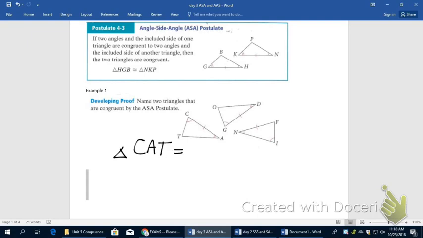is congruent to triangle. Now you've got to make sure your pieces match. So where I use C first, I'm going to need to use G first on this statement. A was second, so I need to use D second to make sure parts correspond, and then T corresponds to O. And this would be by angle side angle postulate. And that wraps up the first example.